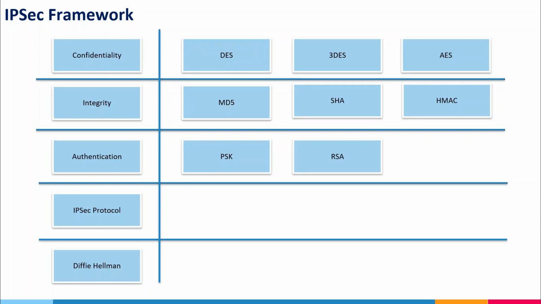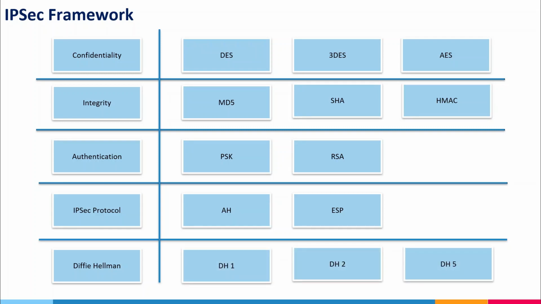Authentication is to identify the person who claims to be who they are. There are two mechanisms, one is pre-shared key and the other one is RSA. IPSec protocols, we'll discuss Authentication Header and Encapsulating Security Payload. So those are the two protocols. And Diffie Hellman is a type of asymmetric key encryption. IPSec tunnels use DH groups 1, 2 and 5. So we'll discuss all of them.